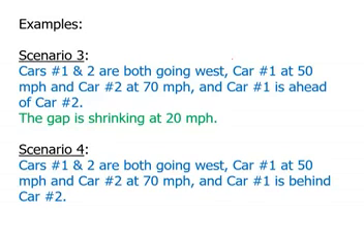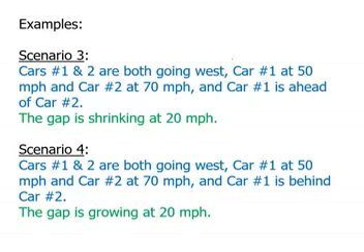Scenario number 4, car 1 and car 2 are both going west. Car 1 at 50 miles an hour, car 2 at 70 miles an hour. But now the slow car is behind. Well, now we still subtract, but now the gap is getting bigger because the faster car is in front and it's leaving the slower car behind. So the gap is growing at 20 miles an hour.